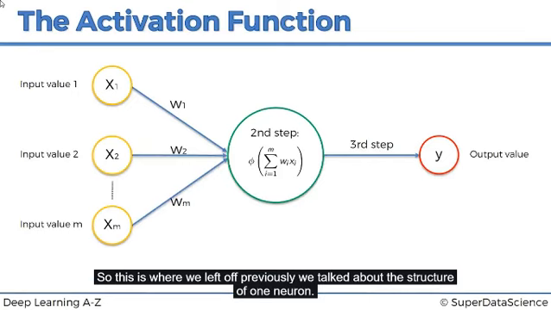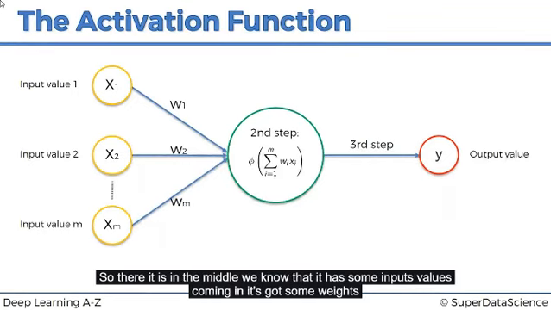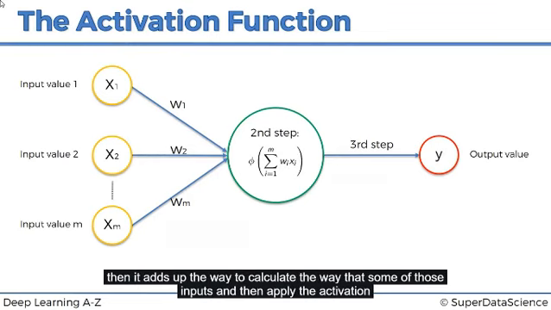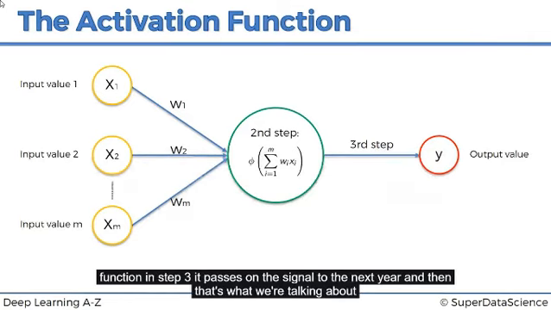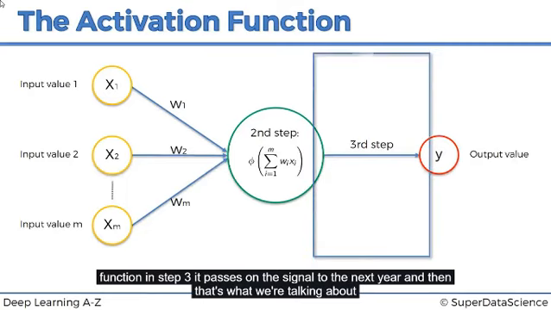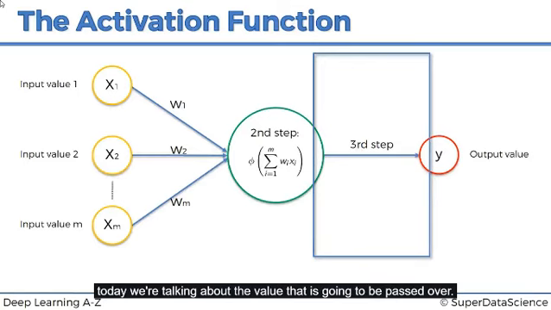We talked about the structure of one neuron. So there it is in the middle. We know that it has some input values coming in. It's got some weights. Then it calculates the weighted sum of those inputs, and then applies the activation function. And in step 3, it passes on the signal to the next neuron. And that's what we're talking about today. We're talking about the value that is going to be passed over, so the activation function that's being applied.